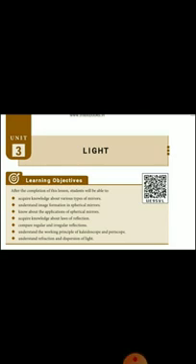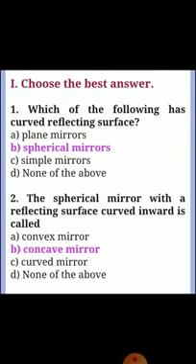Today we learn 8th Science Unit 3, Light lesson's book back answers in full, let's see today. Okay? First Roman, choose the best answer. First one, which of the following has curved reflecting surface? Four options are given here. Which answer is correct? Answer B, spherical mirrors. Okay?